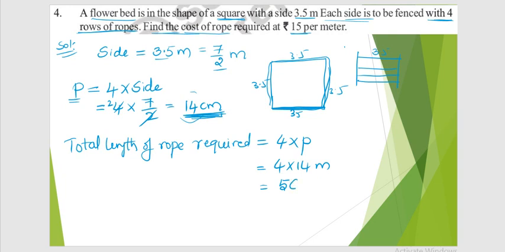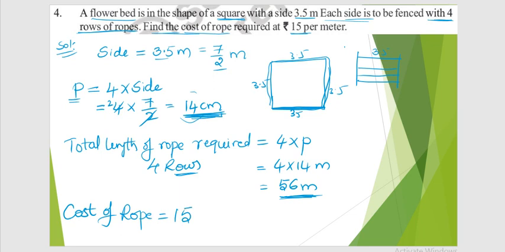So total length of rope required. That means for 4 rows, the required length of wire is nothing but 56 meters. Then automatically we can go for the cost of rope now. So cost of rope is equal to cost per 1 meter, 15, into total length of rope required, 56.